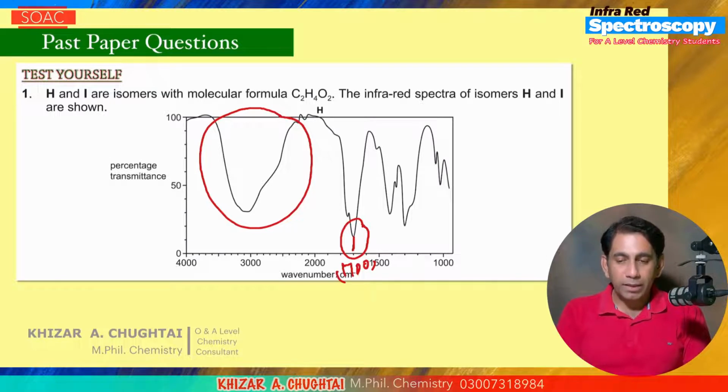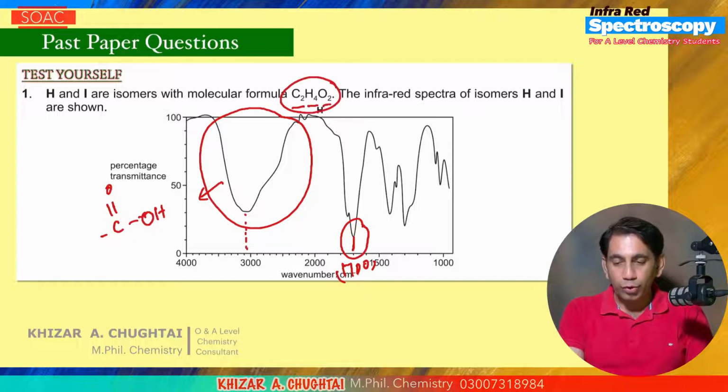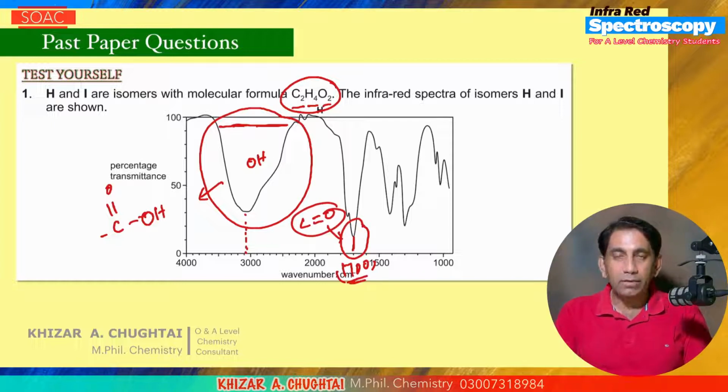A famous peak that is showing the OH group is almost lying at 3000 wave number, and this is the OH group of carboxylic acid. So this C2H4O2 is a carboxylic acid, as it is having an OH group over here, a very broad peak, lying at 3000 wave number almost. And here is the presence of the C double bond O peak at 1700.